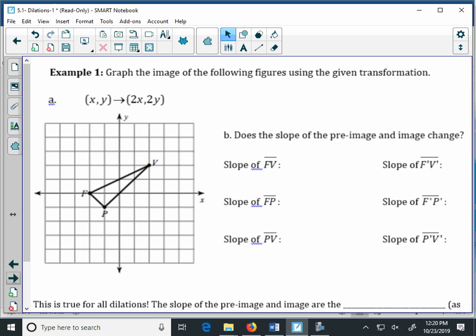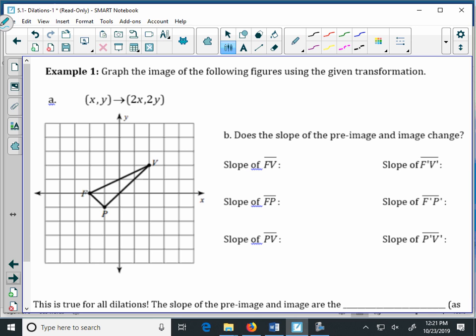If we take a look at example 1, we want to graph the image of the following figure after the given transformation. What transformation is it telling us to do? When it's written like this. A dilation. Okay? So when we do a dilation, Ryan, you mentioned it, what are we doing with all our vertices? Multiply them by 2. Well, to do that, what I like to do is I write down my original vertices.